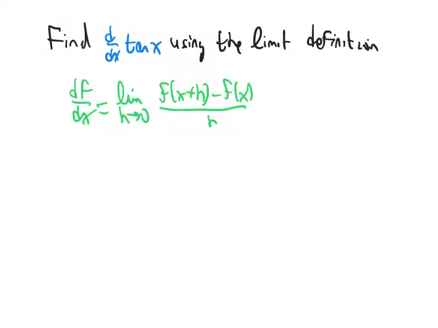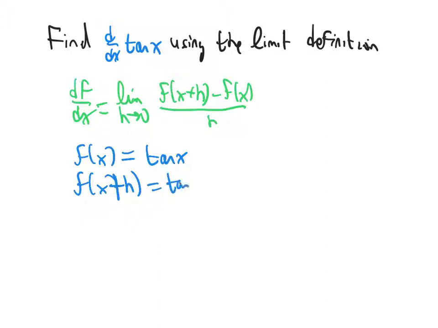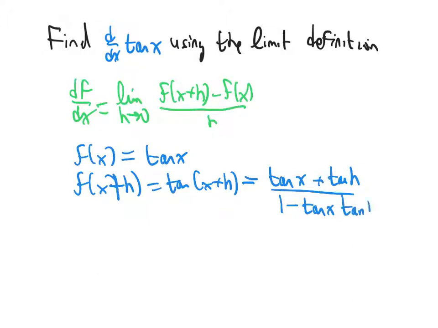Here we're going to say f of x is tangent of x, and therefore f of x plus h is just the tangent of x plus h. But then we can use some trig identities, and remember that the tangent of the sum of angles is tangent of the first plus tangent of the second over 1 minus the product of their tangents. So our f of x plus h is that.